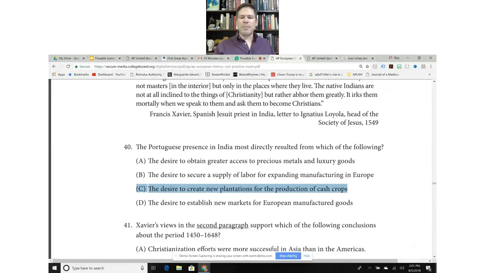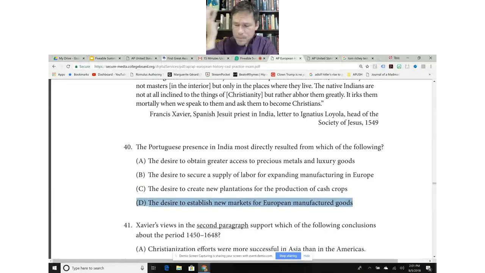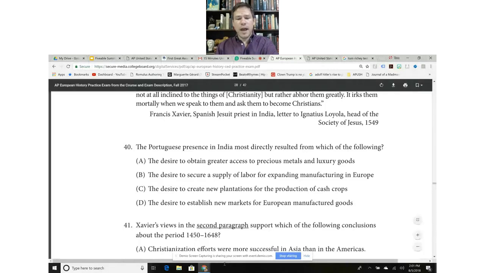Now, the desire to establish new markets for European manufactured goods, that is the new imperialism, which we saw in an LEQ about the new imperialism, comparing it to colonization during the age of exploration. And so here is something, again, that is out of period, specifically this objective of comparing the age of exploration with the period of the new imperialism and the scramble for Africa. So they're wanting to have this access to precious metals and luxury goods.